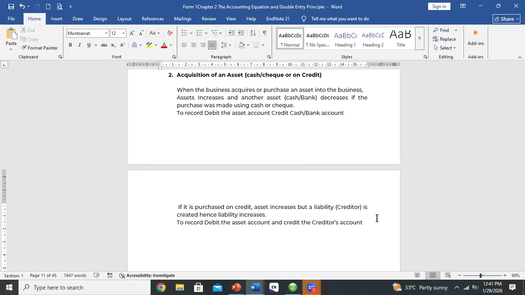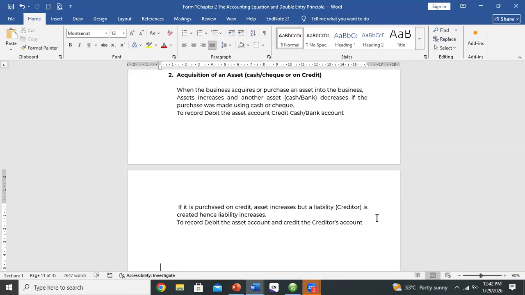Anyway, let me explain. So the issue is, if a business is going to acquire an asset, or purchase or buy an asset, the company can decide to buy and pay cash, or they can decide to use the bank account. So they will either give a check or do a bank transfer. Or they can also buy on credit. On credit means they will pay later. So the double entry depends on these scenarios. If it is cash or check, it is different from if it's on credit.